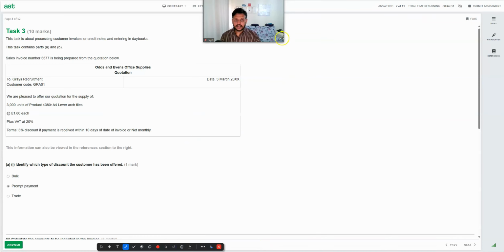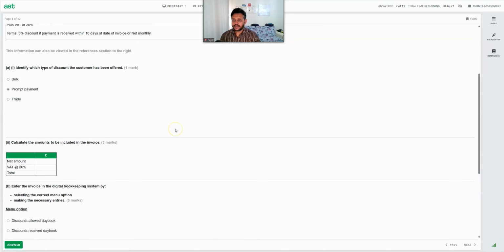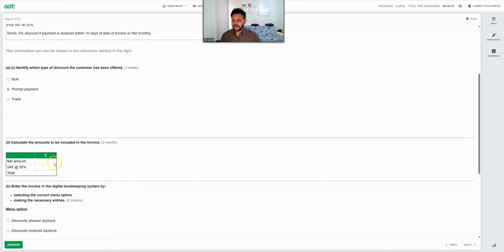The next one we have here is to calculate the amount to be included on the invoice. We just need to find the net amount, and then we add 20% VAT. The net amount will be 3000 multiplied by 1.8, which gives us 5400. So 5400 we have to write.